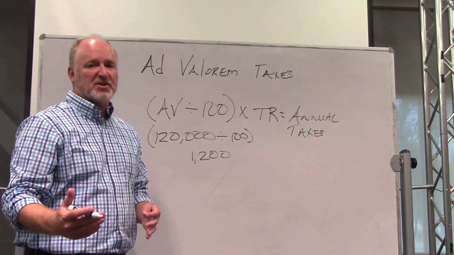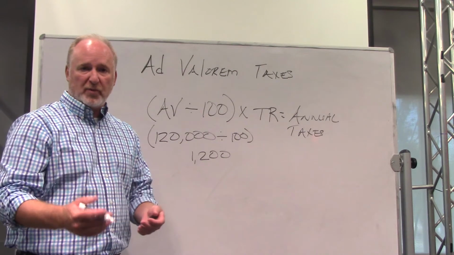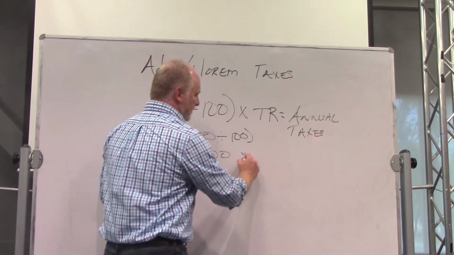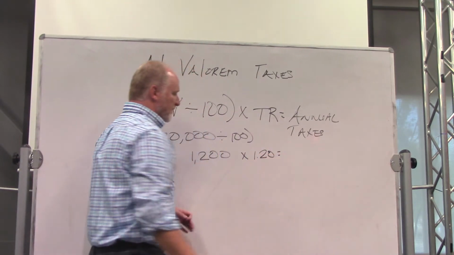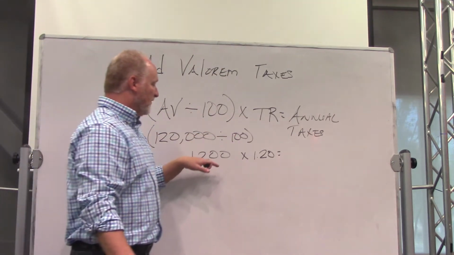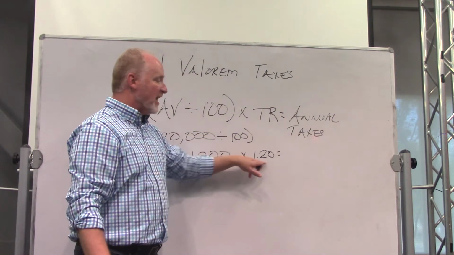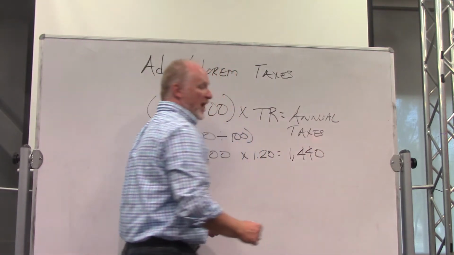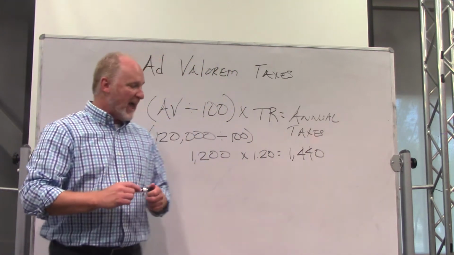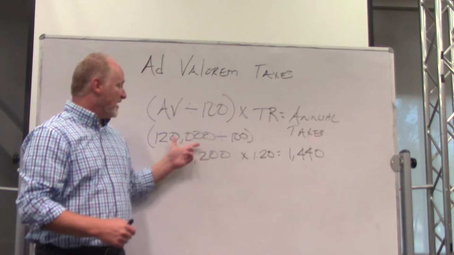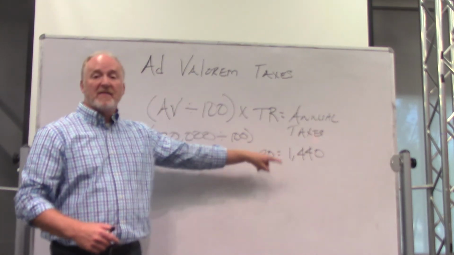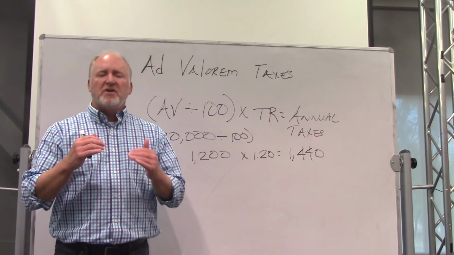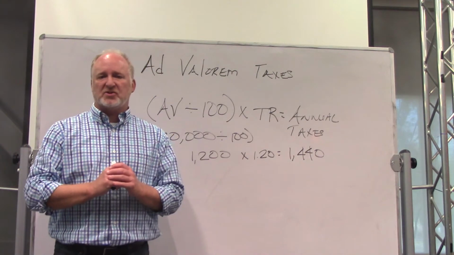And then remember, I suggested to you that your tax rate was $1.20 per 100. So we're just going to plug that in times the tax rate, $1.20. You multiply these together, that's what the formula says, and you will find that $1,200 times $1.20 is going to be $1,440 is your annual taxes. So if the question is simply, what are your annual taxes if your assessed value is $120,000 and your tax rate is $1.20, the answer is $1,440.